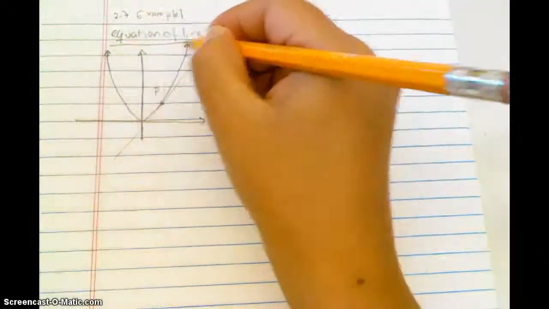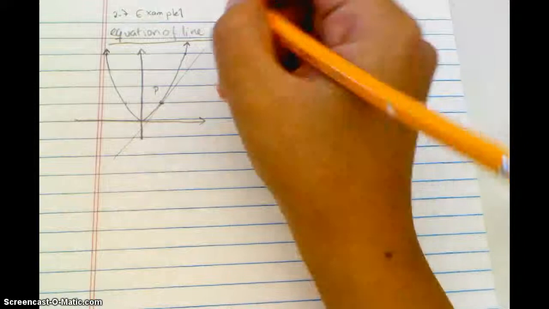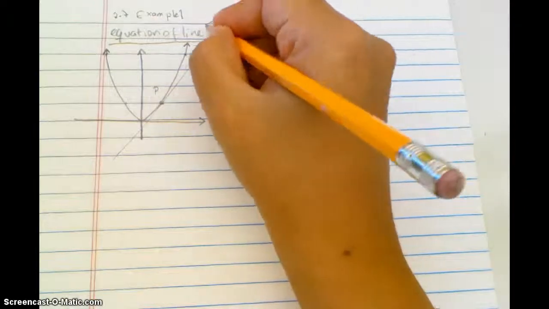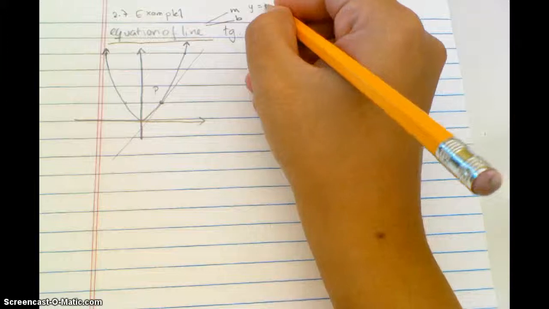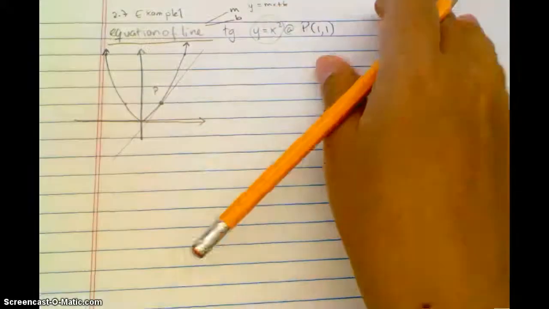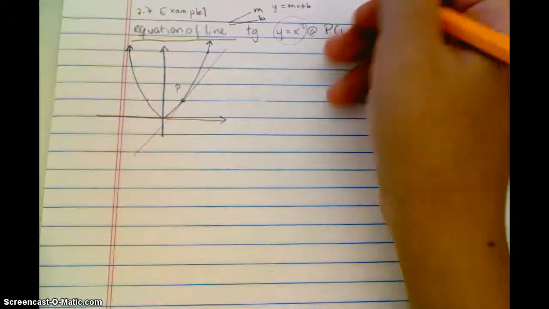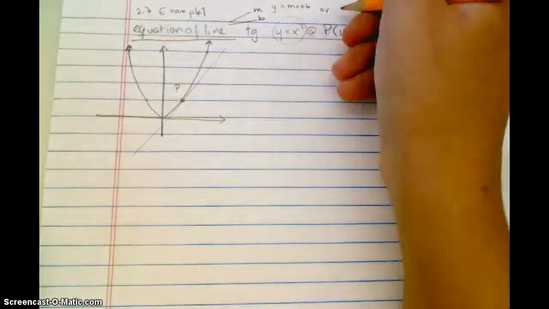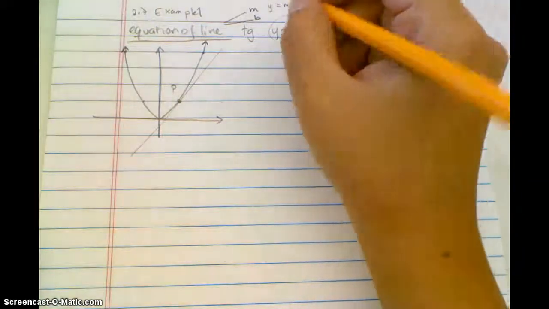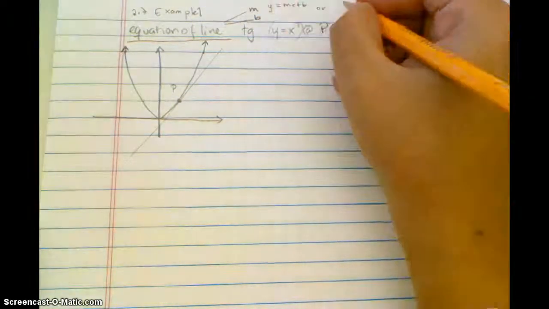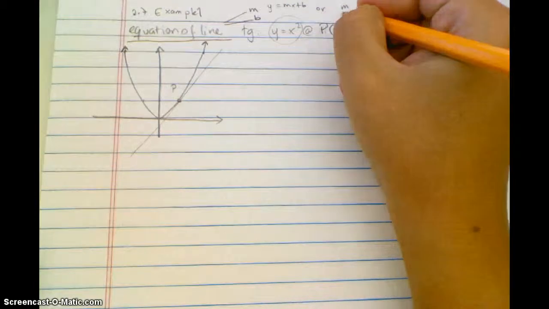So remember, for the equation of a line, I need two elements. I need the slope and I need the y-intercept. So I can write my equation y equals mx plus b if I decide to do that. Or what would be the other form? Let's remember algebra 1 or 9th grade math. The other thing that I would need if I don't have the y-intercept would be a point.